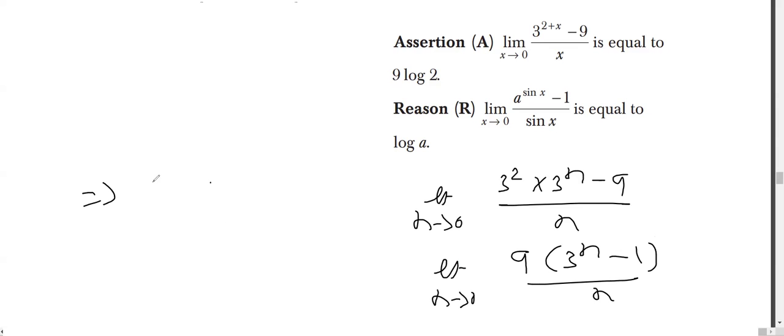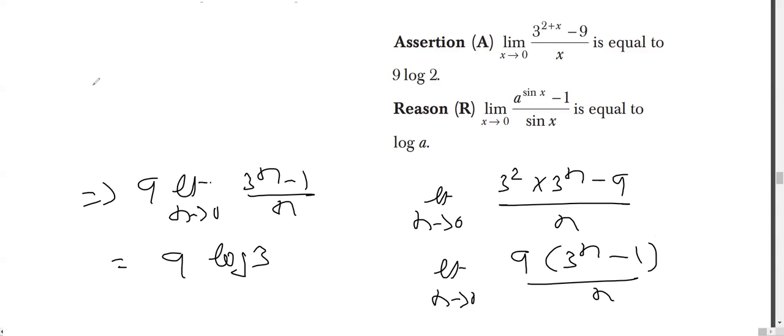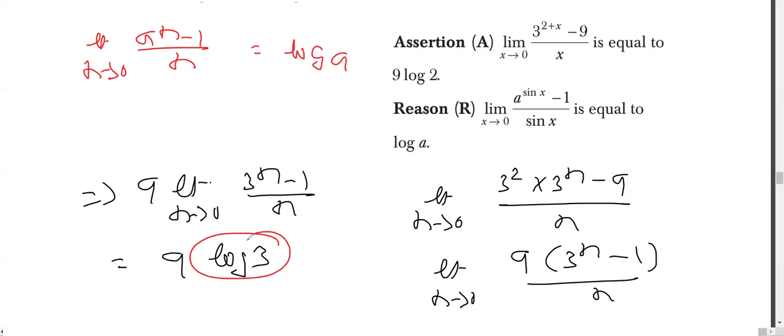Now what we can see here is that if I take out 9 outside, it is independent of x, limit x tends to 0, 3 raised to the power x minus 1 over x, which is equal to 9. Applying the identity over here, this is 9 log 3, right? As you must be doing, a raised to the power x minus 1 over x, limit x tends to 0 is equal to log a. So it's log 3 here, 9 log 3. When I see here, it says it is 9 log 2. So clearly the assertion is wrong. In that case, the option will be D.